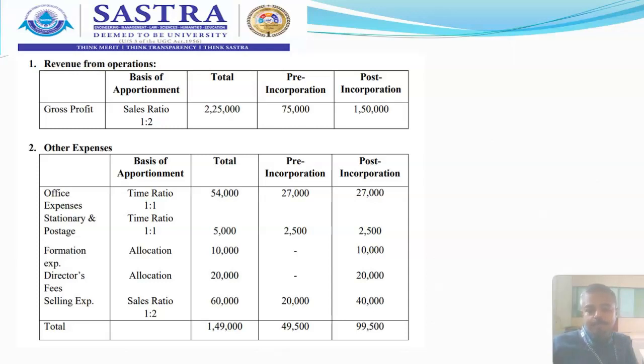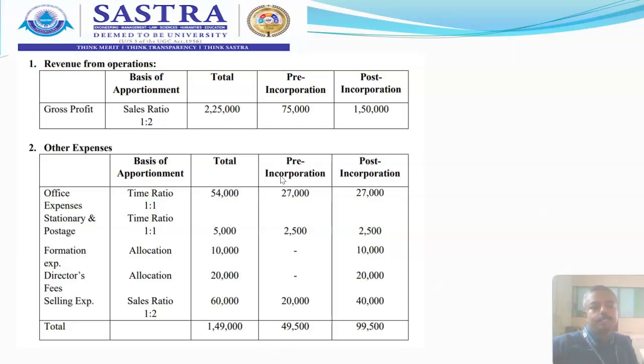Now sum up the entire income and expenses. We have only one income, that is gross profit, which comes to 2,25,000 in total. Pre-incorporation period 75,000, post-incorporation period 1,50,000.